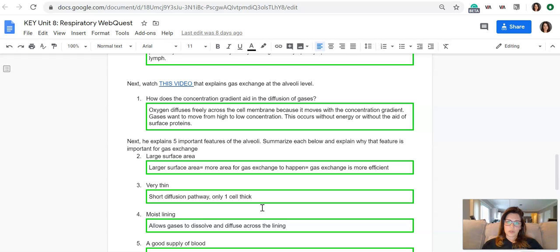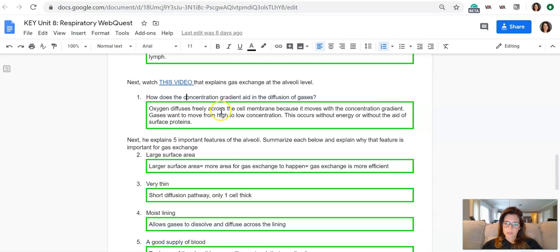So how does the concentration gradient aid in the diffusion of gases? So a little bit of chemistry here. Concentration gradient, meaning that in diffusion, which is the movement of particles from high to low concentration, does not require any energy. Particles will always move from high to low concentration. Going with the concentration gradient is high to low. Against the concentration gradient is low to high concentration.